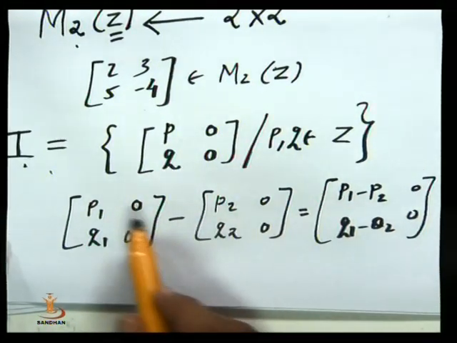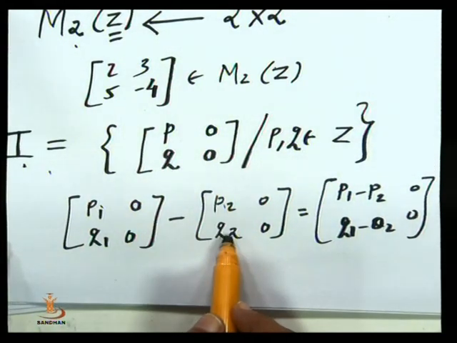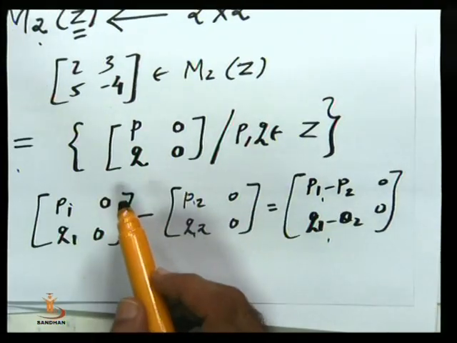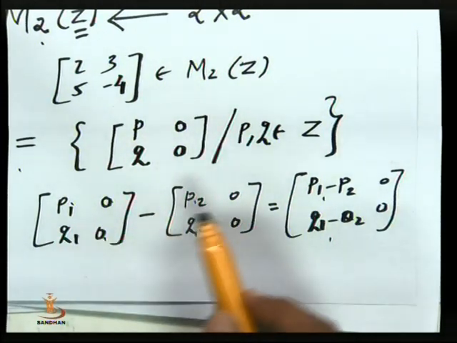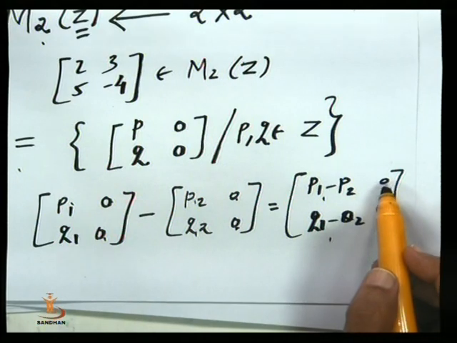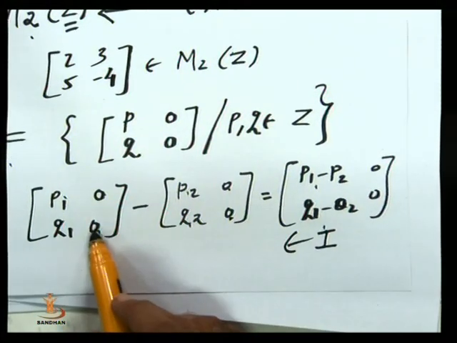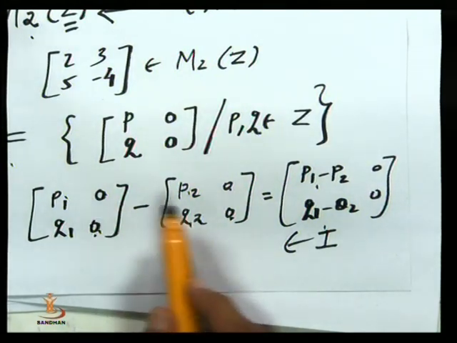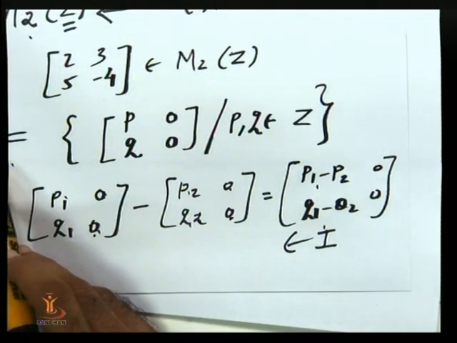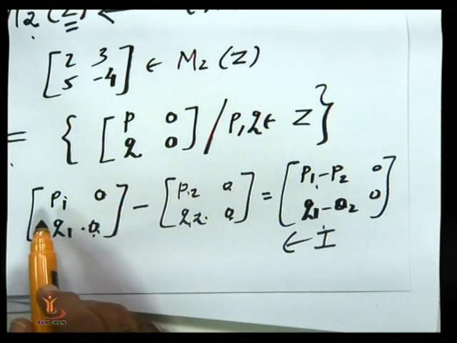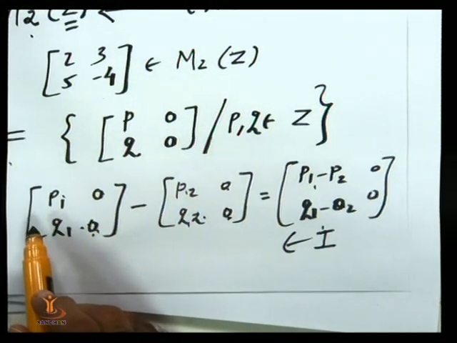Okay, we know that whenever P1, Q1, P2 and Q2 are integers, even P1 minus P2 and Q1 minus Q2 are integers. When the second column is 0 here and 0 here, even in the output the second column is 0, and so this belongs to our I. So whenever A and B belong to I, A minus B belongs to I.